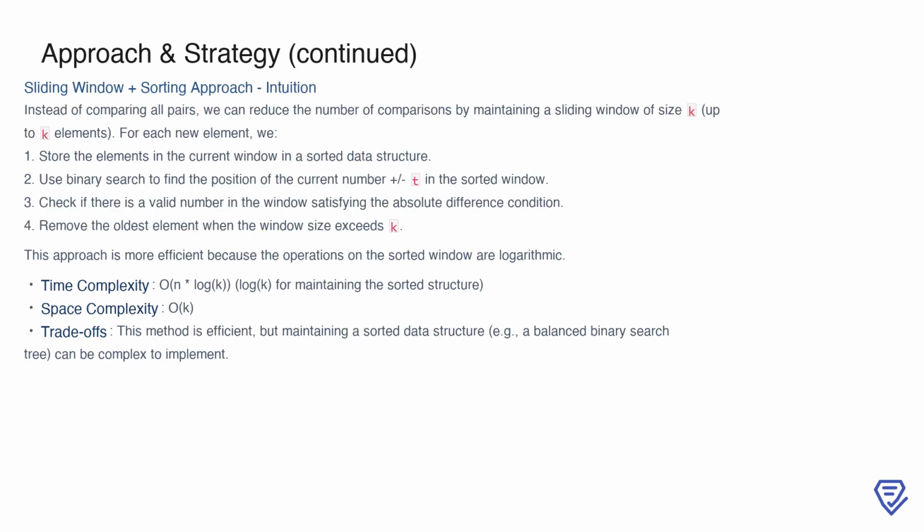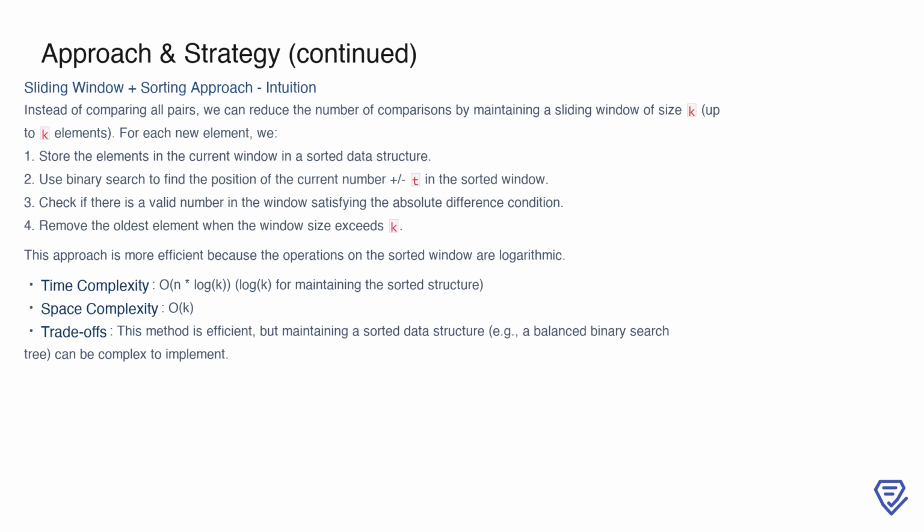An alternative strategy involves using a sliding window combined with a sorting mechanism. Here, instead of comparing all pairs, we focus on a smaller subset of elements within a sliding window of size k. The idea is to maintain the elements in this window in a sorted data structure. For each new element in the array, we use binary search to pinpoint the range of values within the current window that satisfy the condition nums[i] - t <= nums[j] <= nums[i] + t. If a valid number is found, the condition is met.